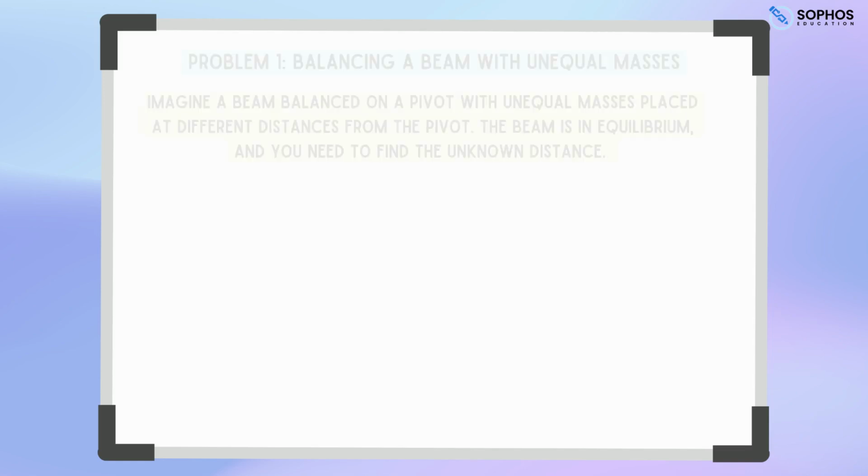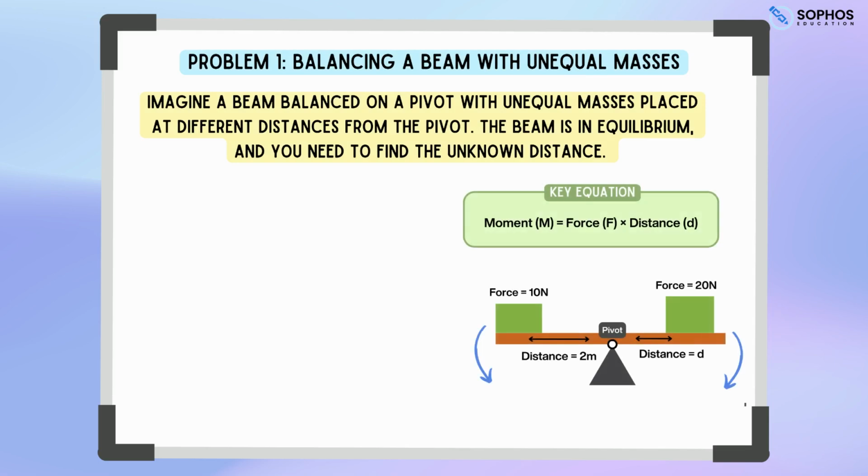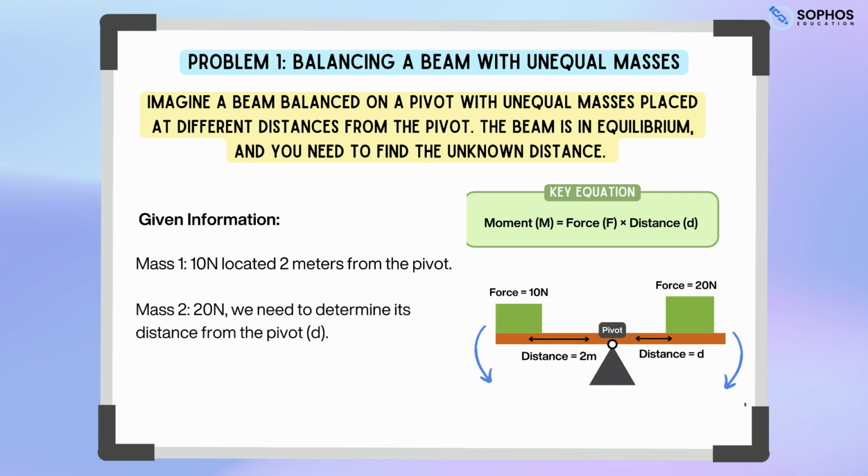Let's apply what we've learned to a few specific problems to consolidate our new knowledge. Imagine a beam balanced on a pivot with unequal masses placed at different distances from the pivot. The beam is in equilibrium and you need to find the unknown distance. First, figure out what information we've been given. So we know that mass 1 is 10 newtons and is located 2 meters from the pivot. We also know that mass 2 is 20 newtons, and we need to determine its distance from the pivot, d.